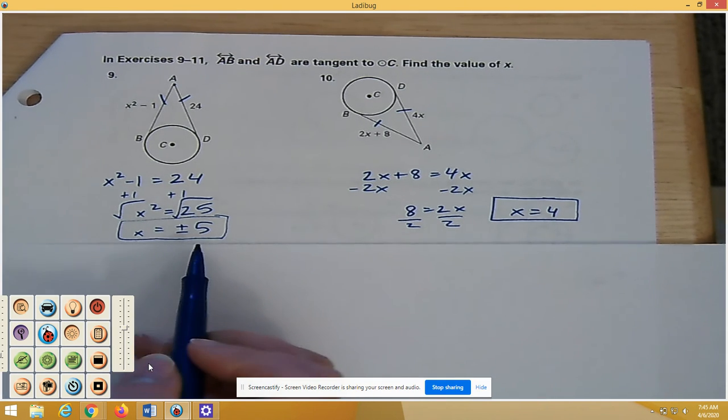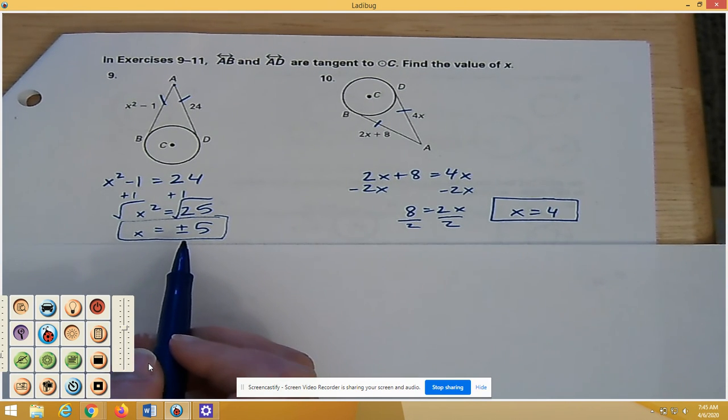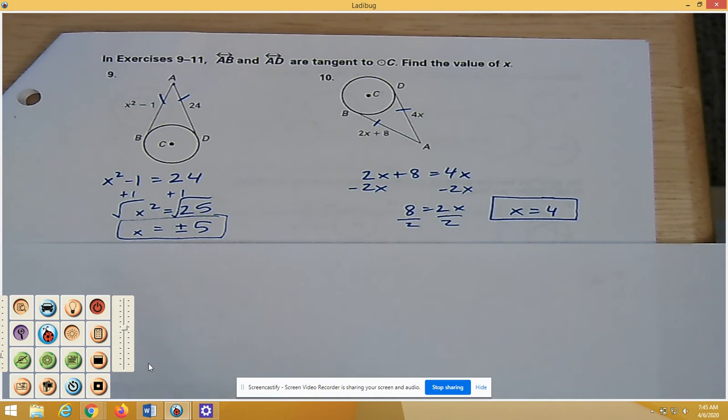A lot of the time we can ignore the negative value that our solution would give in geometry because we're looking at a length, but in this case, the x is squared, so that's different.